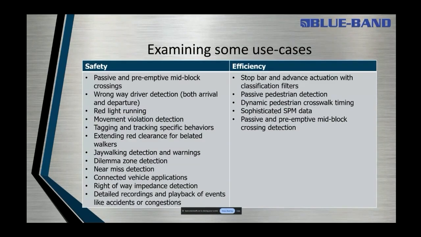There are a few use cases I'd like to highlight. Stop bar and advanced actuation with classification filters. Highly utilized feature, especially with focus on VRUs like bicyclists sharing roadways these days. SPM data, we're in the process of completely changing what this offers by leveraging the detailed data that LiDAR can provide us. Extending red clearance for bladed walkers. It's a simple action to help keep pedestrians safer, especially for those not capable of crossing very quickly.